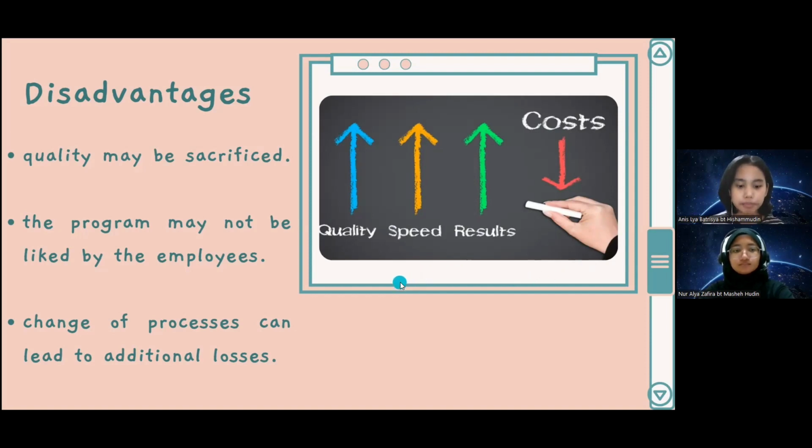Lastly, every method has positive and negative outcomes, especially for organizations like Perabot Nusajaya, where before this, they didn't really take much consideration about their cost planning, to suddenly wanting to apply a method. Thus, the change of processes within this company can possibly lead to some additional losses.